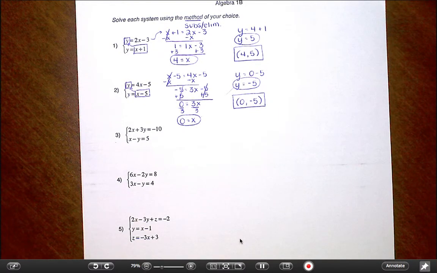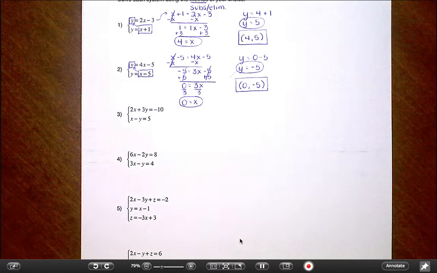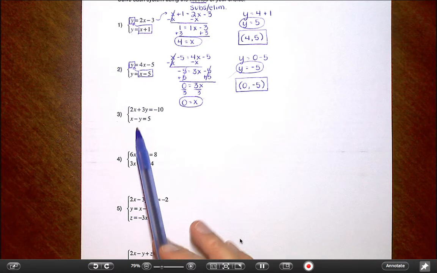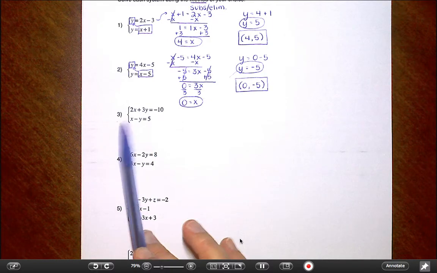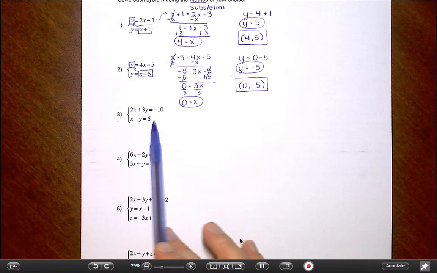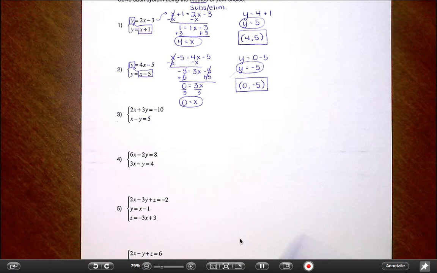All right, let's look at the third one. The third one is not set up the same way the first two were. This one would not be difficult to do with substitution. If I wanted to do it with substitution, I would probably just move this y to the other side and have the x by itself, and then I could take what x equals and plug it in up there. But the way it is written, elimination actually would not be too bad.